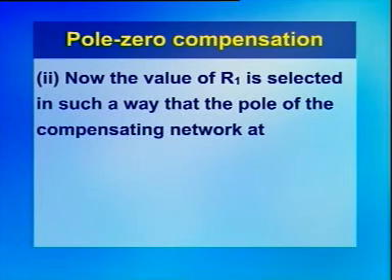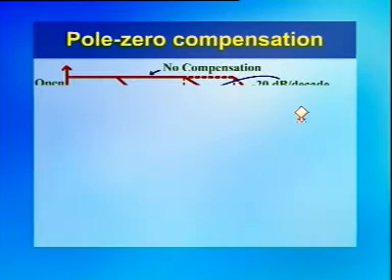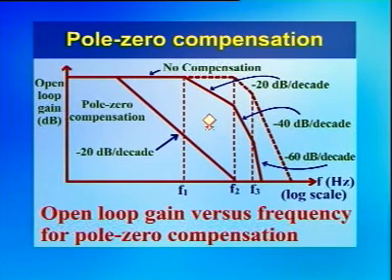The second point that is to be considered in the design is that the value of R1 is selected in such a way that the pole of the compensating network at f0 equal to 1 by 2 pi C2 into R1 plus R2 makes the gain of the compensated op amp pass through 0 dB at the second corner frequency f2 as shown in figure.